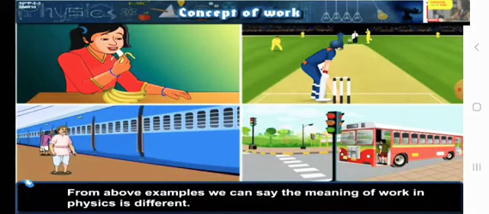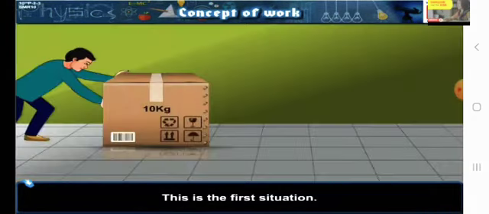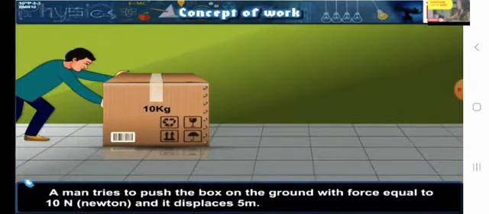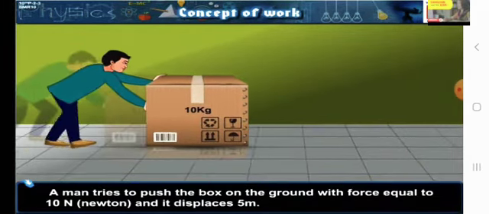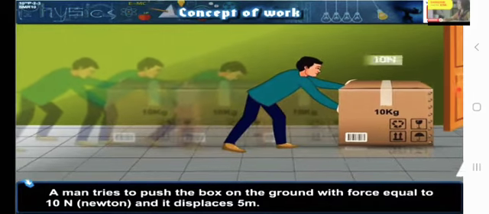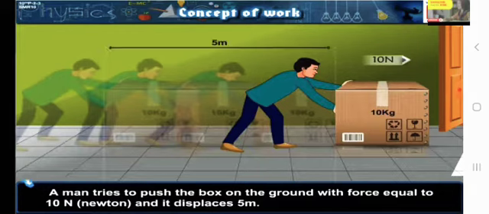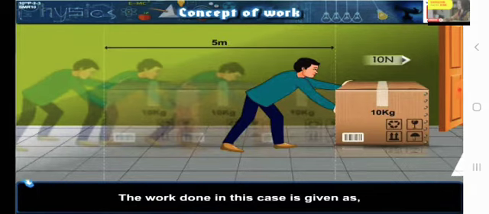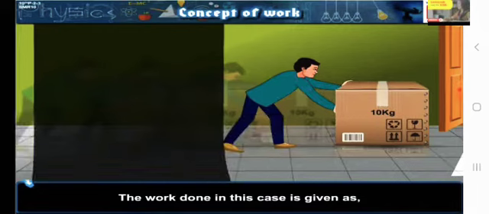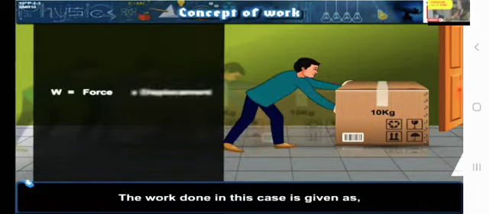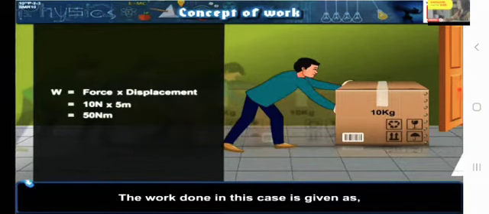Let us see some situations. This is the first situation. A man tries to push the box on the ground with force equal to 10 Newton and it displaces 5 meters. The work done in this case is given as work is equal to force into displacement. 10 Newton into 5 meters. So work is equal to 50 Newton meter.